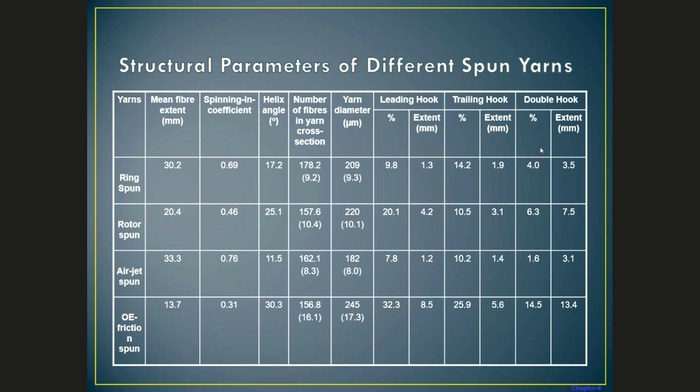But here I'm giving you one caution. Don't take the statement that if my fiber extent is more or spinning coefficient is higher, the yarn will have higher strength. No, not all the time. Yes, a higher spinning coefficient will help to increase the strength of the yarn. But it doesn't mean that if I have two yarns, and in one the spinning coefficient is higher than the other, you say the strength will always be higher.